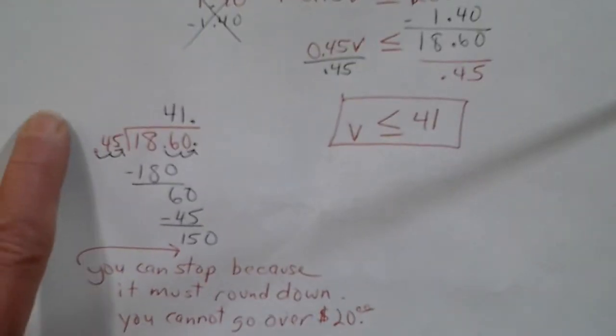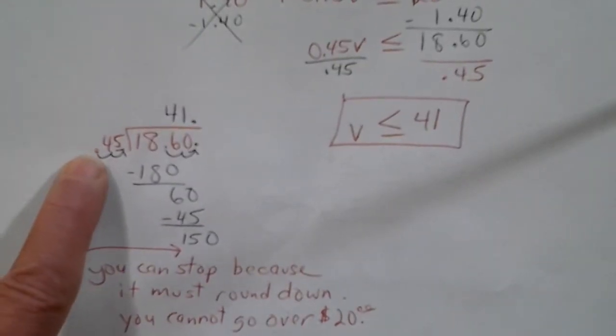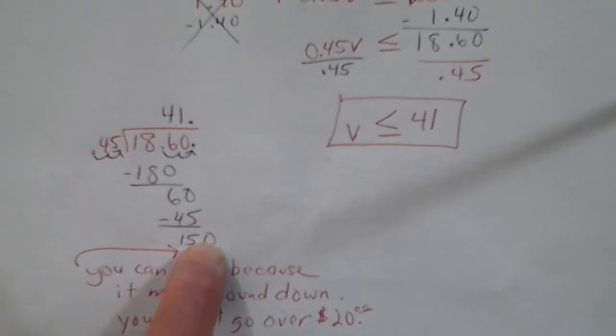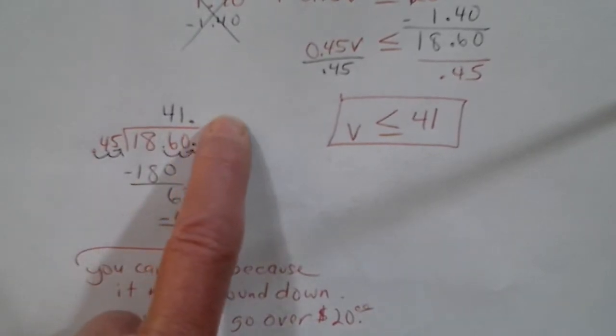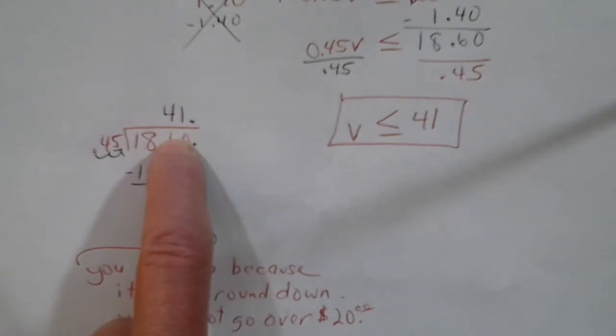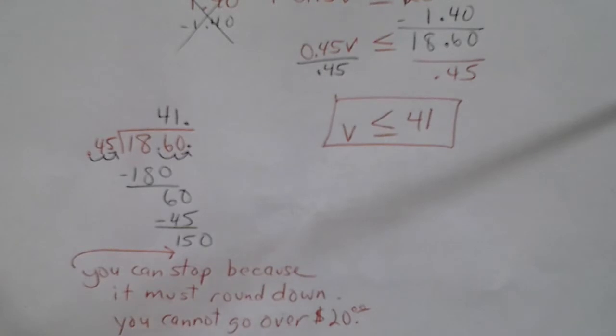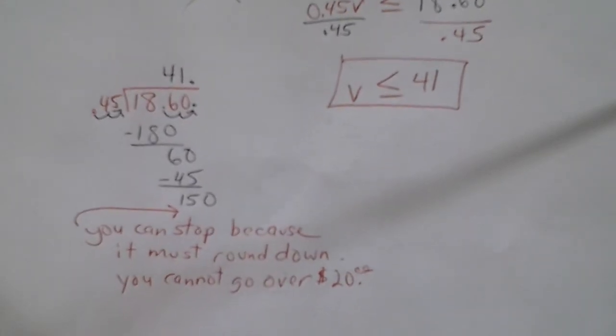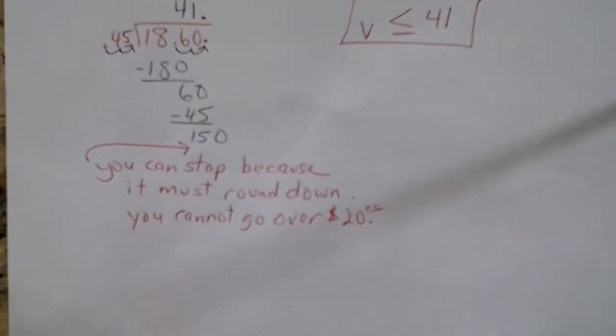I showed this math over here, and I could have kept going, but I didn't even bother, because no matter what the decimal is over here, I have to round down. You have to round down when there's money you can't go over. No matter what the rounding rules are, you always round down with money if you can't go over that amount.